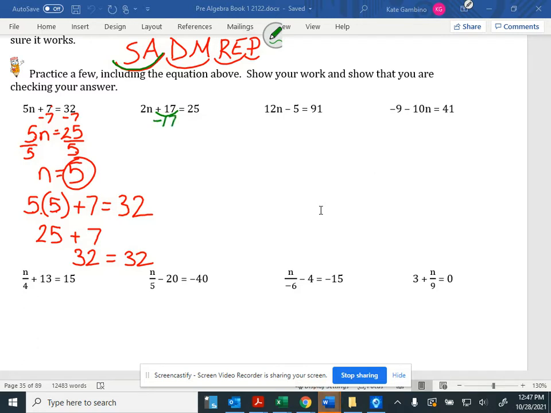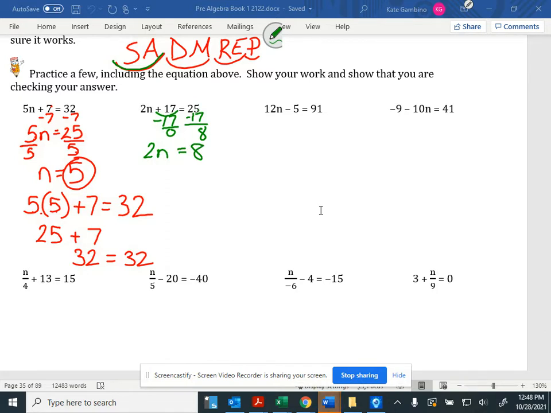Minus 17. What I do to one side of the equal sign, I'm going to do to the other side of the equal sign. So 17 minus 17, I get a 0. So I can just cancel that out. 25 minus 17 gives me 8. So I'm going to rewrite, just like when we do order of operations, rewrite what we have. 2n equals 8.